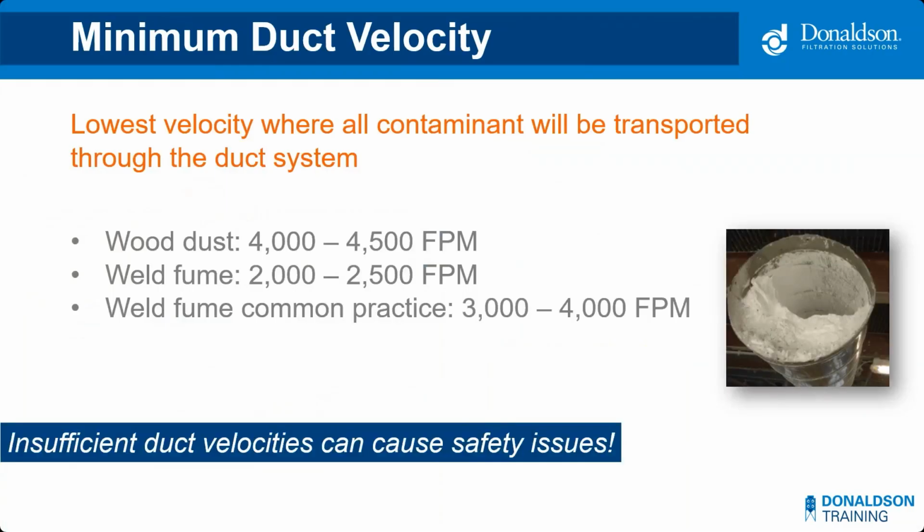The minimum duct velocity is a critical design factor. It is the lowest velocity where all contaminant will be transported through the duct system. If you go below this velocity, the dust could settle out within the duct and cause other issues. For school wood shops, this is typically between 4,000 and 4,500 feet per minute. Now for welding, the Industrial Ventilation Manual has a minimum of 2,000 to 2,500 feet per minute. However, we prefer to improve upon that and commonly use 3,000 to 4,000 feet per minute so we can keep conveying at a higher velocity and save installation costs with smaller ductwork.